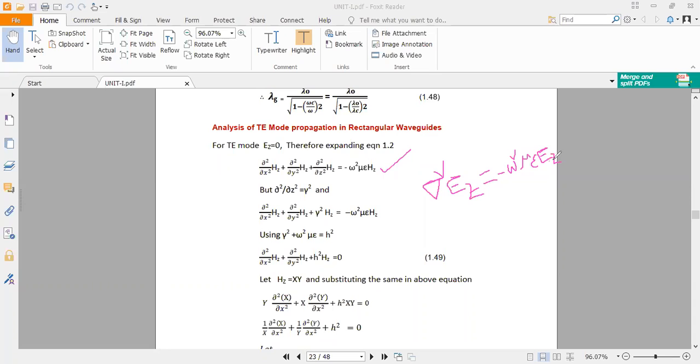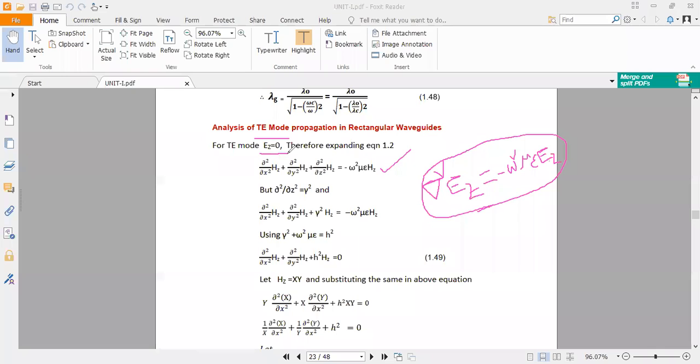So this is the expression we have taken since TM mode has Hz equal to 0. Ez only exists. That's why we have taken the Helmholtz expression related to Ez. But when you come to TE, what is TE? Transverse electric means in the direction of wave propagation, there is no electric field component. The wave is propagating in the Z direction, so in the direction of propagation there is no electric field component. That's why it is called TE mode. So what is TE mode? Ez is equal to 0, but Hz exists.